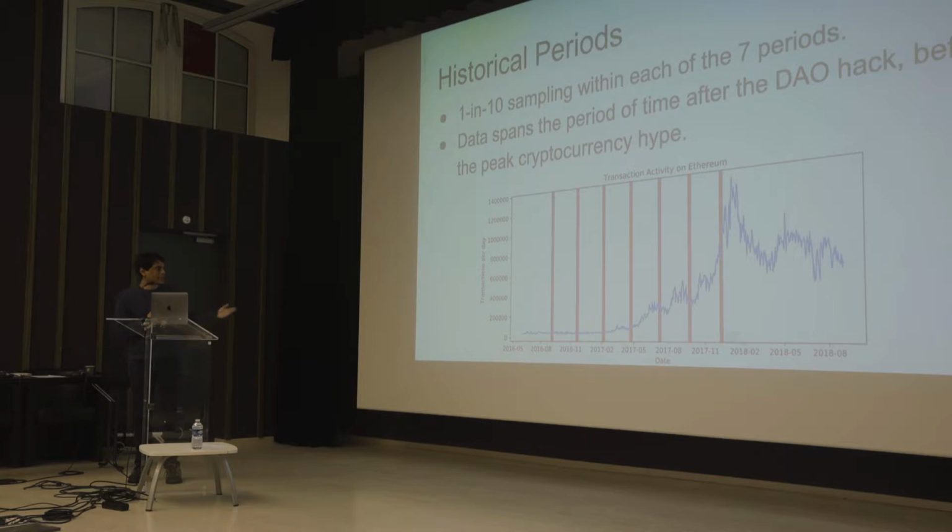Here we have a plot of the transaction activity of Ethereum over time, and the red intervals are the intervals that we looked at. The transaction activity is measured in the number of transactions per day. As you can see, it peaked between 2017 and 2018, around the new year. This graph only goes up to August of 2018, but it's pretty much been around that level since then until now.